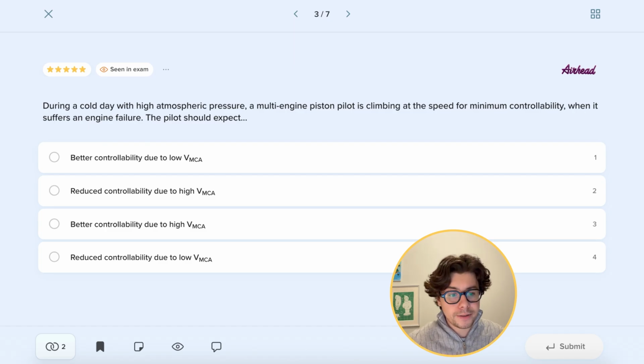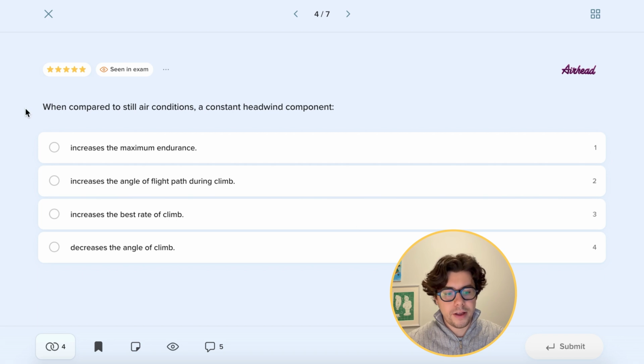And here also remember that our VMC and VMCA, the only difference is that the VMC is a speed that we need to think about during the initial climb. So this is when we have a maximum thrust for our aircraft as we are just after the takeoff, meaning when our engine is producing a lot of thrust because the day is cold with high atmospheric pressure. This means that if an engine dies, we will have reduced controllability because our VMCA will be high because we'll need more authority on our vertical stabilizer in order to keep a straight and level flight.